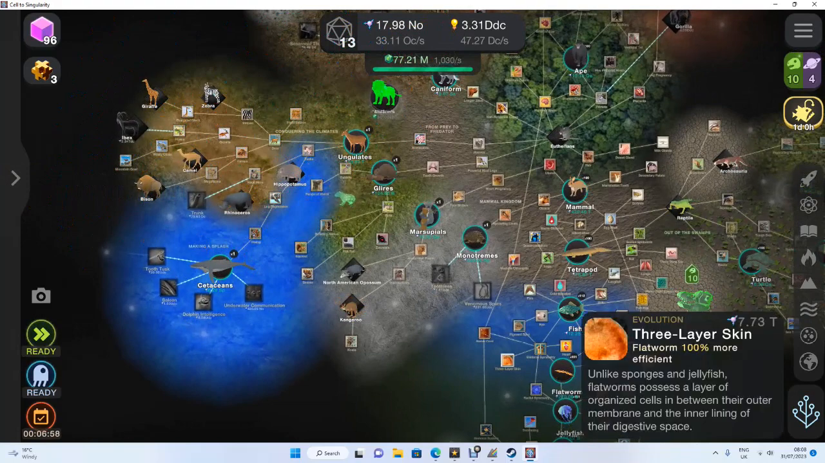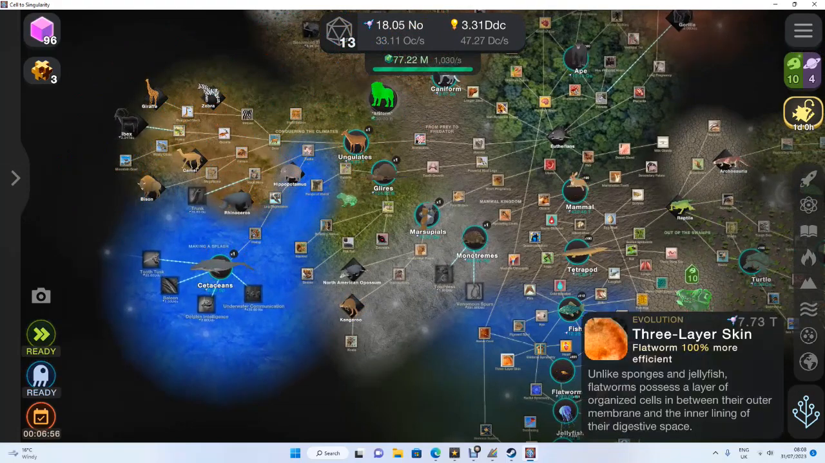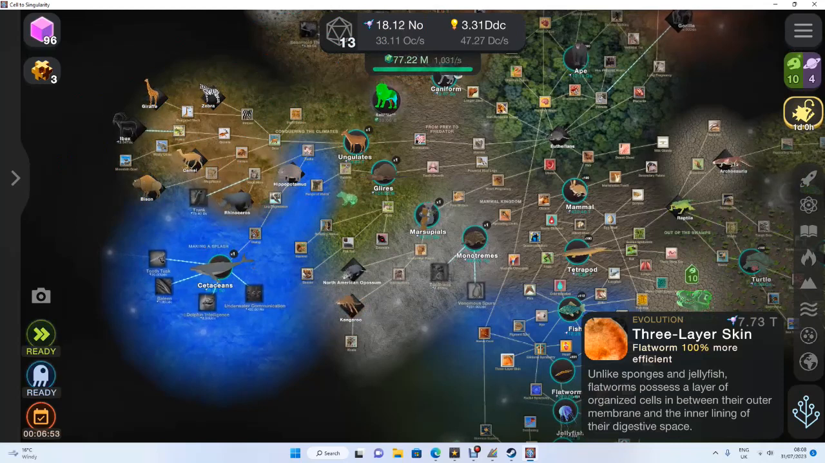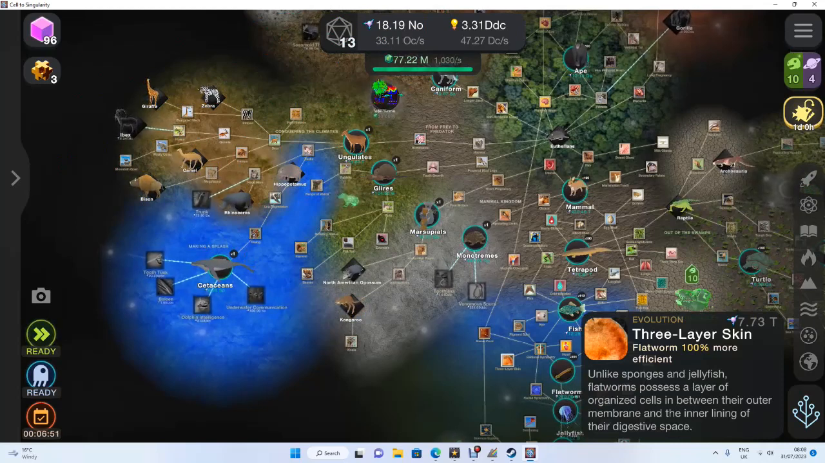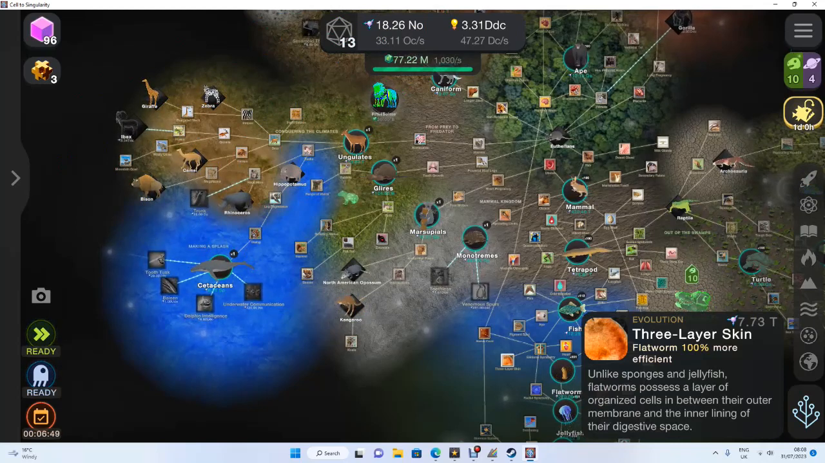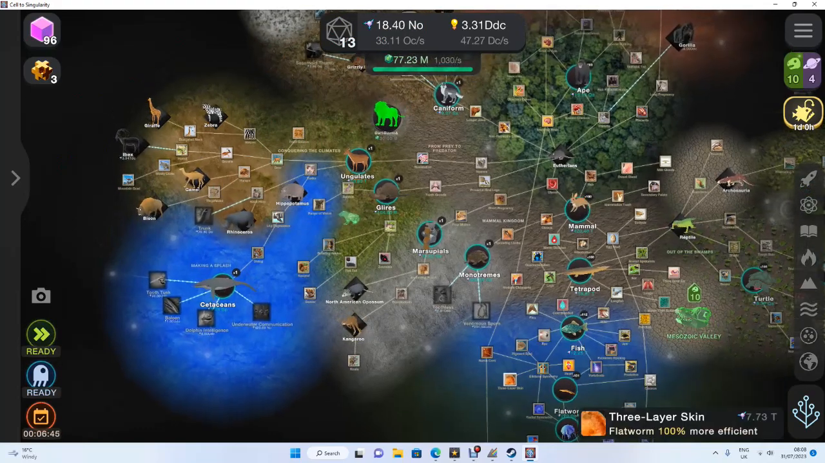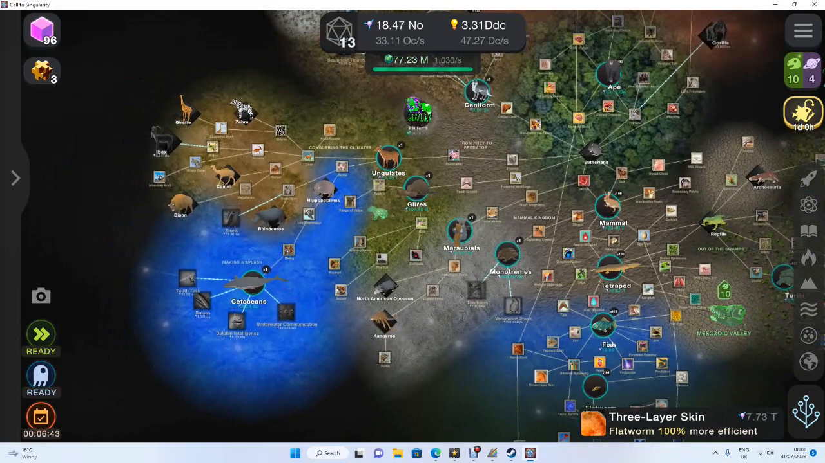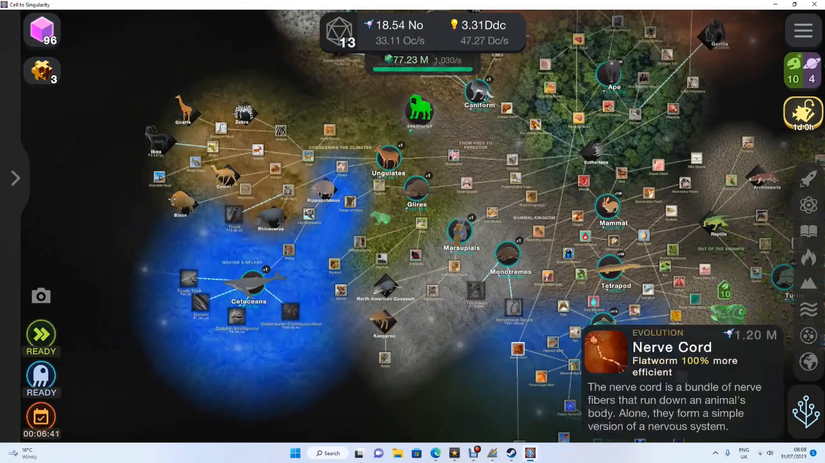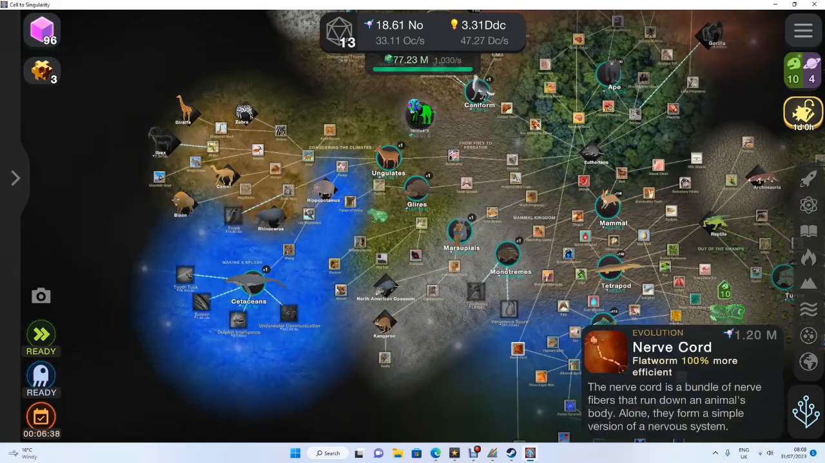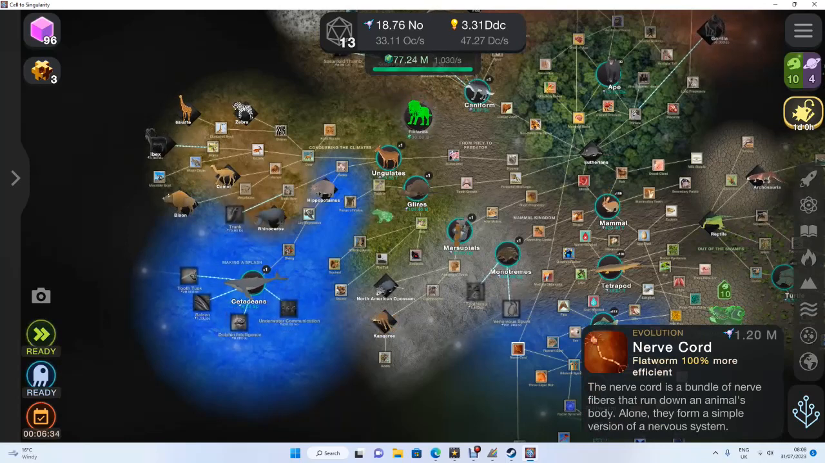Miniature skin, I guess. Unlike sponges and jellyfish, flatworms possess a layer of organized cells in between their outer membrane and their inner lining of their digestive space. Nerve cord. The nerve cord is a bundle of nerve fibers that run down an animal's body. Alone they form a simple version of the nervous system.